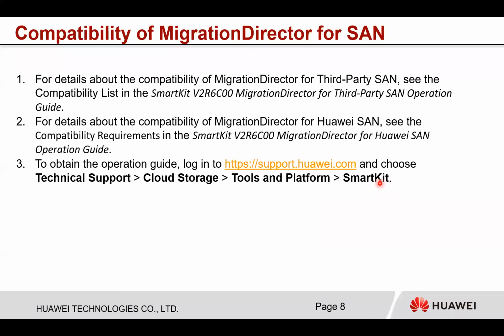You can download the Migration Director toolkit, or the SmartKit toolkit first, and then load Migration Director as a component to it. So there are two components in it. One is SmartKit itself. The second one is Migration Director. In Migration Director, you will see two types, the third-party SAN and the Huawei SAN. Both are supported. We can download the SAN layer for third party to Huawei.